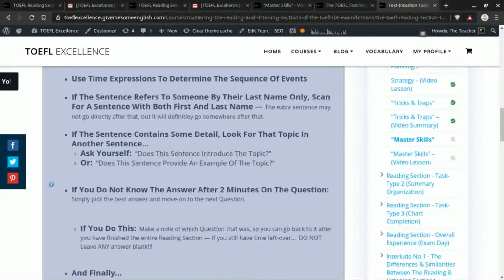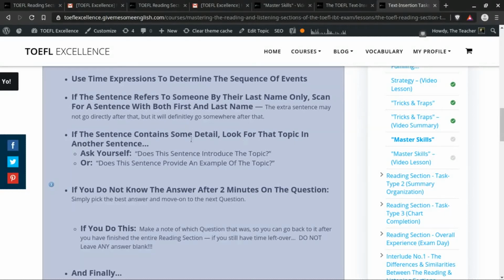If the sentence refers to someone by their last name only, then scan the sentences to find if that person's full name is used. Because in just about any writing passage, whenever we talk about a person, the first time that person is mentioned, we use both the first and the last name, and then afterwards, we only refer to the person by the last name. So if you do have a sentence, which is the extra sentence, and it only contains the person's last name, and when you scan through the reading passage, you find the person's full name, then the extra sentence has to go after that. It might not be directly after that, but it has to go somewhere after that.